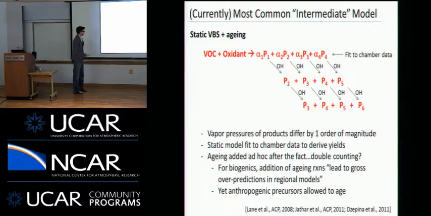And so you find what I would call little discrepancies in the literature where people will, for example, for biogenic compounds, say, well, we don't want to turn on aging because that tends to give large overpredictions in regional models. But then they say, well, for anthropogenic precursors, we're going to let those age, though. Right? You get these inconsistencies, and I think what we need to do is move away from that.